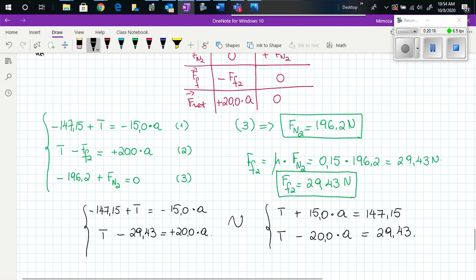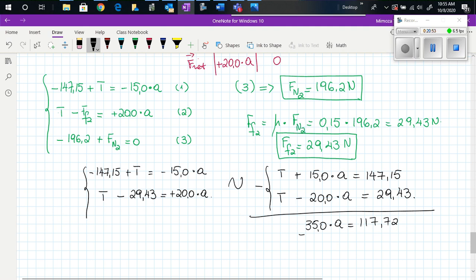And you can solve it any way you want. You can solve it using even the calculator, the matrix function that I told you the other day, or since T is with the same coefficient on both equations, you can subtract the two, and this will be 35 times a is equal to 147.15 minus 29.43, which is 117.72, and then divide both sides by 35. Acceleration will be 3.36 meters per second squared.